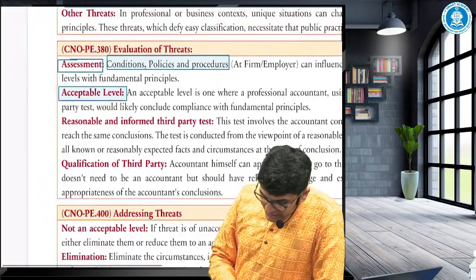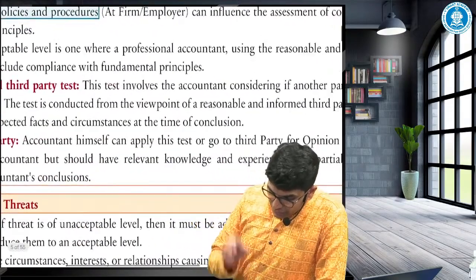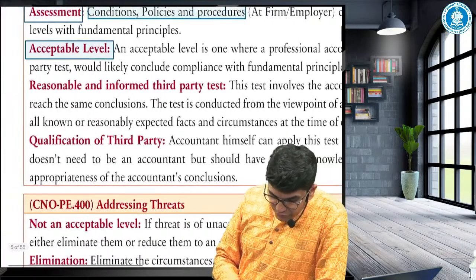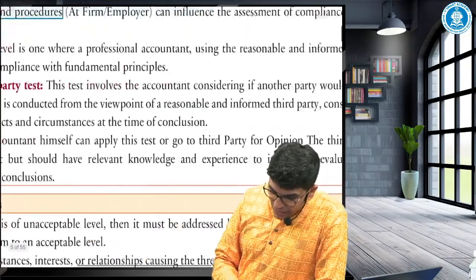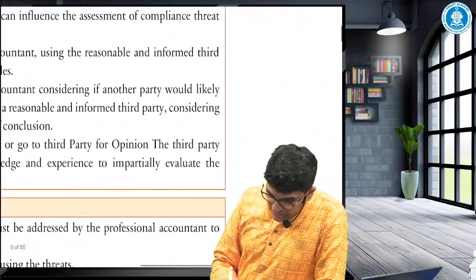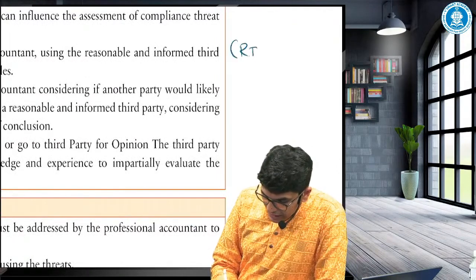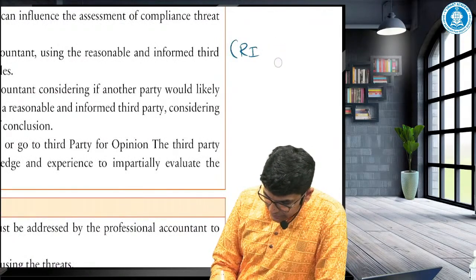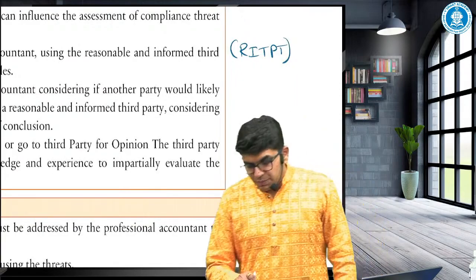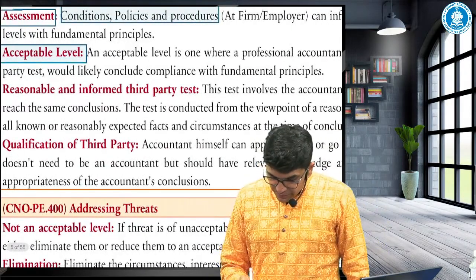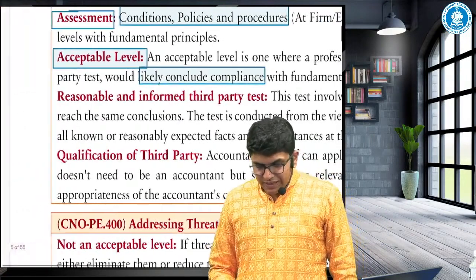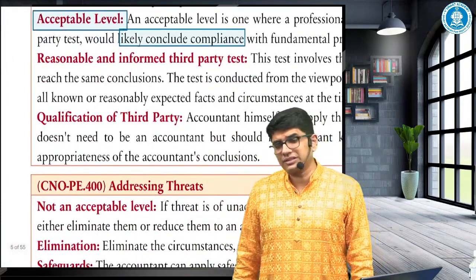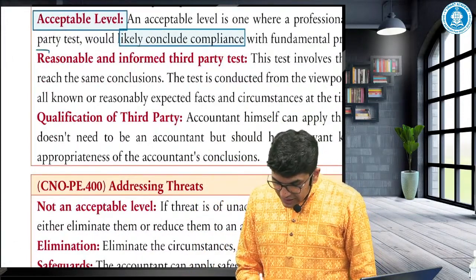Let's see. An acceptable level of threat is one where a professional accountant, using the reasonable and informed third party test, RITPT, reasonable and informed third party test, is likely to conclude that there will be compliance and principles will not be compromised, then we say the threat is acceptable.